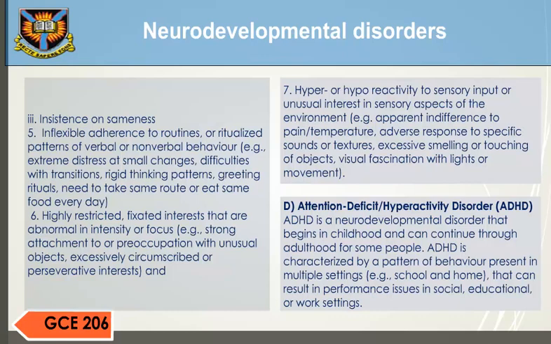3. Insistence on sameness, inflexible adherence to routines or ritualized patterns of verbal or non-verbal behavior. For example, extreme distress at small changes, difficulties with transitions, rigid thinking patterns, greeting rituals, need to take the same route or eat the same food every day. 4. Highly restricted, fixated interests that are abnormal in intensity of focus. For example, strong attachment to or preoccupation with unusual objects, excessively circumscribed or perseverative interests.